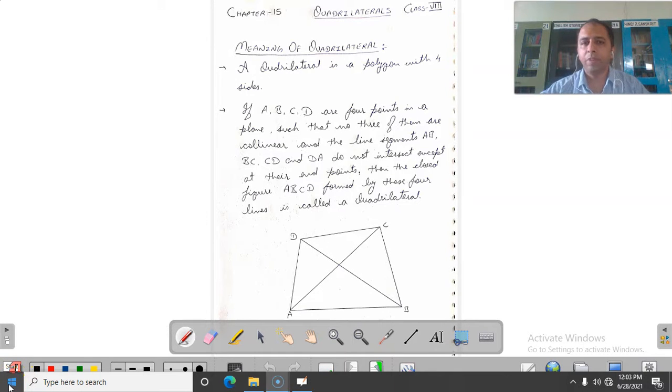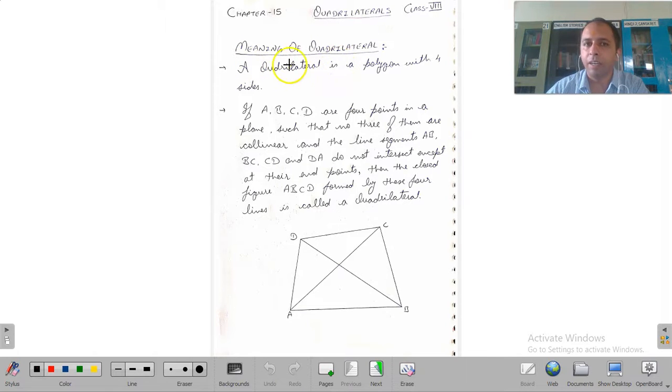In today's class, we will start chapter number 15 of our book, which is quadrilaterals. Meaning of quadrilateral: a quadrilateral is a polygon with four sides. So how many sides does a quadrilateral have? A quadrilateral has four sides.